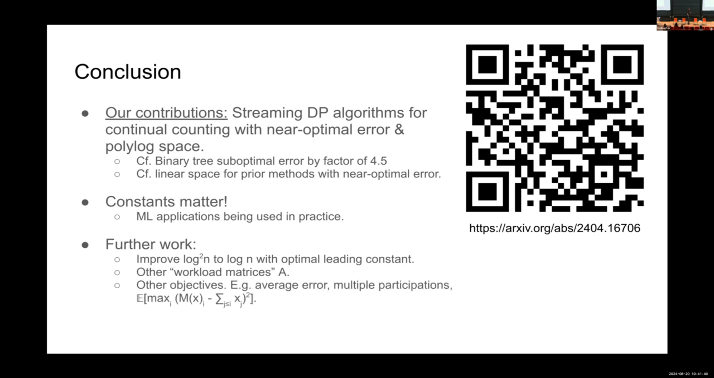And then there are other objectives that you might want to look at. So I looked at the maximum variance. You could look at the average. You could look at different sensitivities, sort of different neighboring inputs. And you could also switch the expectation and the maximum. Then you'd have to see if you can bypass the union bound. And that's it. Thank you.